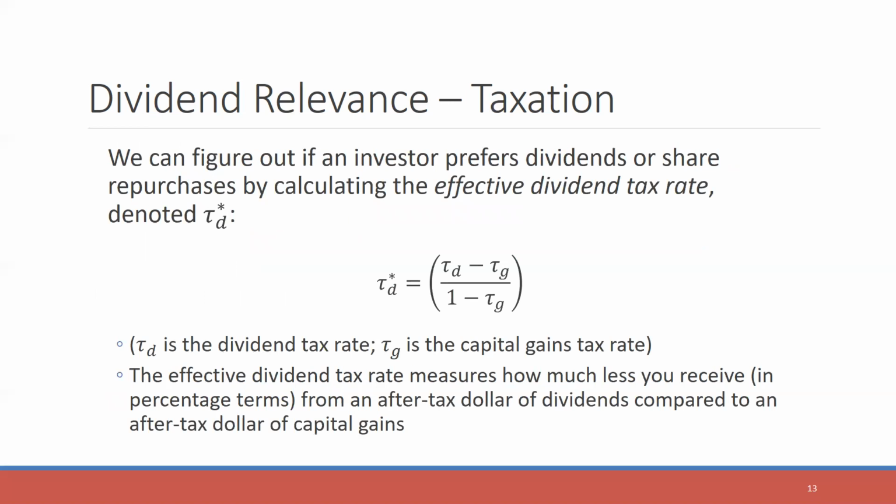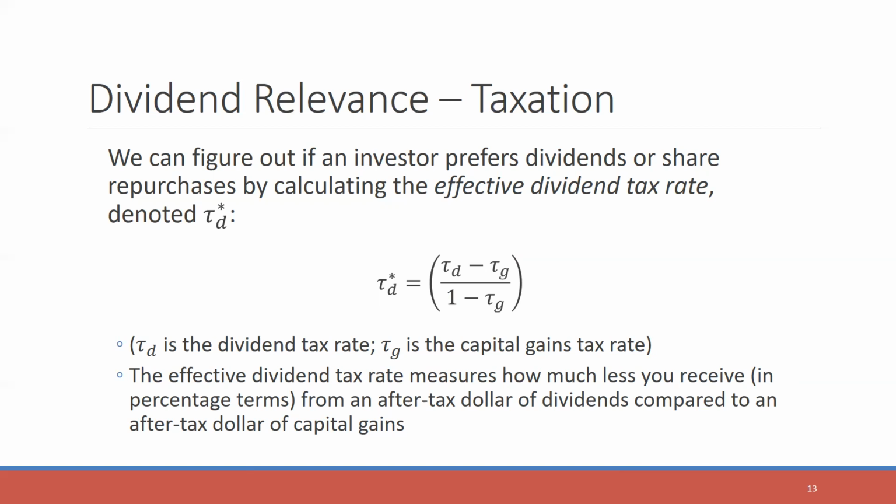We can figure out numerically if an investor prefers dividends or share repurchases by calculating the effective dividend tax rate, denoted as tau star D. So whenever we see that cursive T, we'll call it tau D, tau star D. So what is this equation? We've got the dividend tax rate minus the capital gains tax rate divided by 1 minus the capital gains tax rate. This is how we can solve for the effective dividend tax rate.